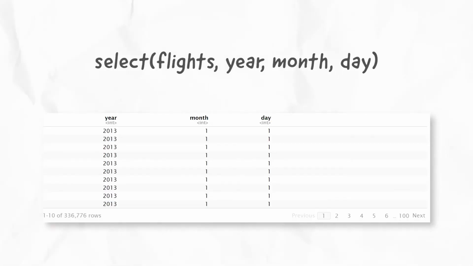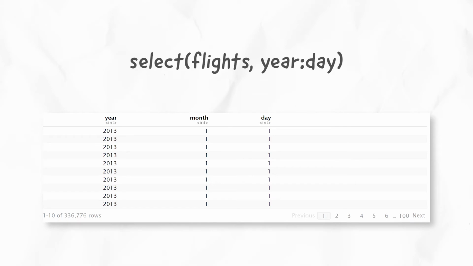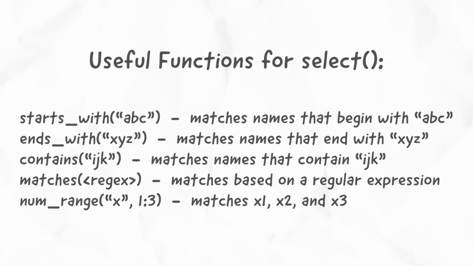Sometimes you might find yourself working with a really wide dataset, one that has a ton of columns. Select is very useful in this case because it lets you select only the columns that you need. Here we are reducing the good old flights dataset to just be the dates of the flights. If you wanted to select a range of adjacent columns, you could use a colon, like so. Lastly, here are some functions that are pretty useful in conjunction with select.